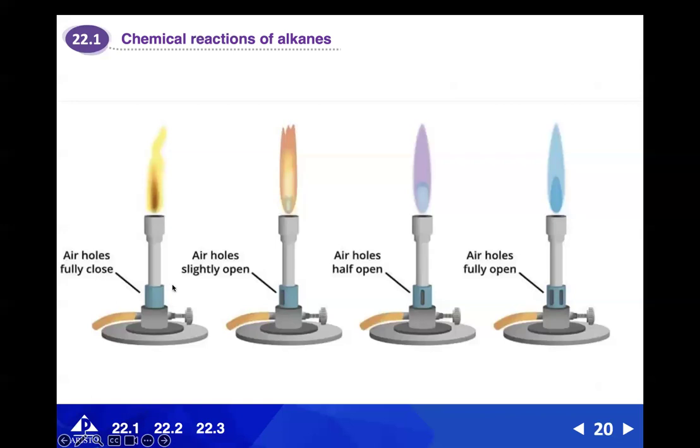If the air hole is fully closed, it should give out a luminous flame with some carbon soot inside, because when the air hole is closed, that means there is not sufficient oxygen. They can get oxygen here, but at that moment it is not enough to burn in a very, very fast way. As a result, we burn incompletely to give the luminous flame.